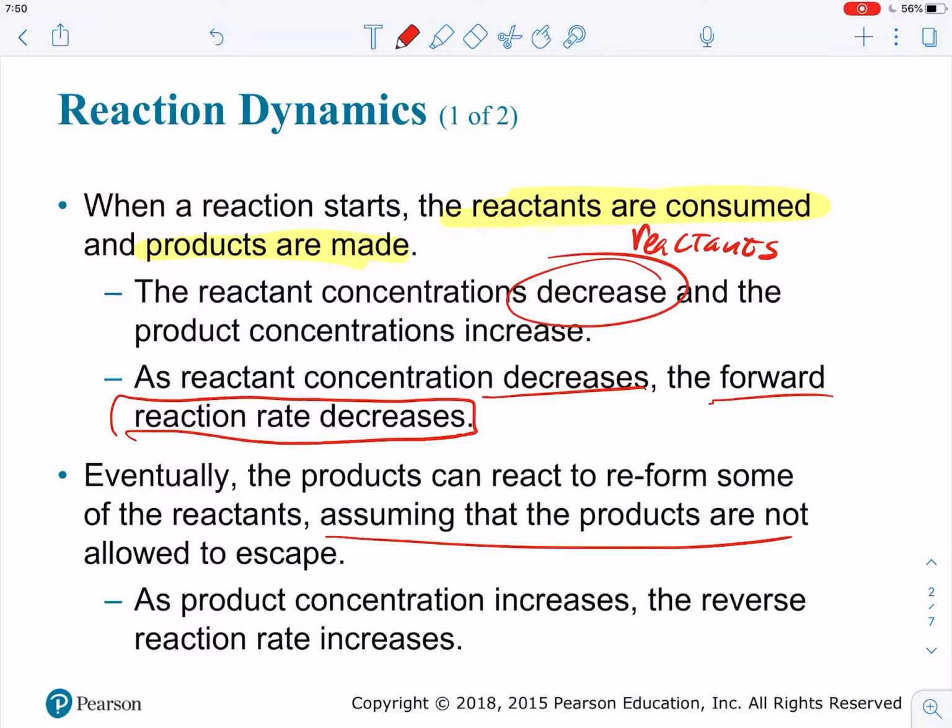Now, we are still talking about the normal course of a reaction. During the normal course of the reaction, the concentration of the reactants will decrease and the concentration of the products will increase. So if you allow the products to regenerate the reactants, then what is happening during the reaction is that the concentration of the products will increase, and as such, the rate at which those products regenerate the reactants will increase.